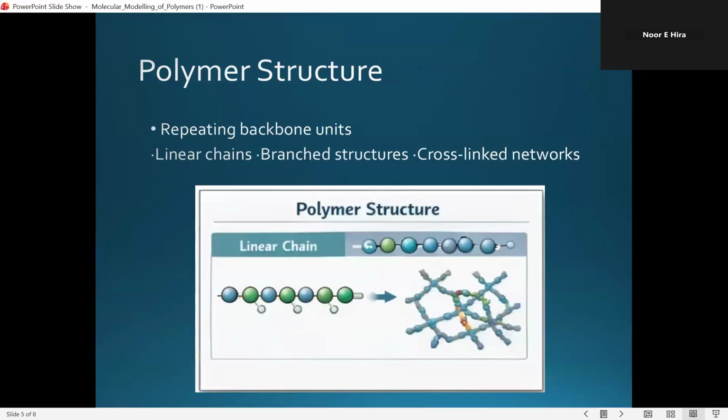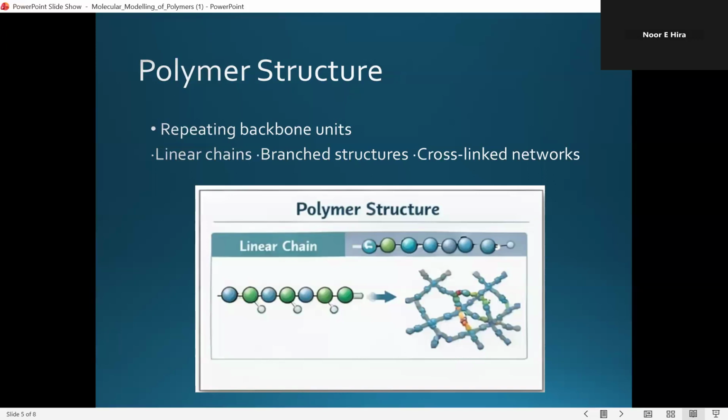Now understand the polymer structure. At the simplest level, polymers consist of a repeating backbone of atoms, usually carbon based, with side groups attached. The backbone can be of any atom, but we have a wide range of polymers that are carbon based, having a carbon backbone. Depending on how the chains are connected, polymers can be linear, branched, or cross-linked.